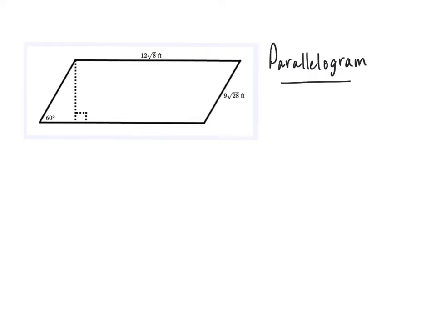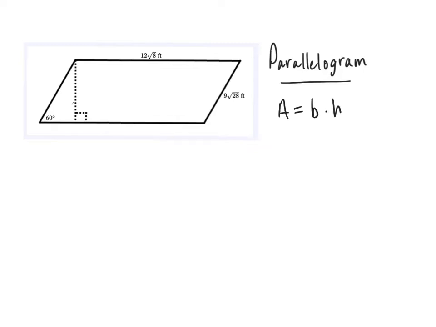A parallelogram is really just like a rectangle. If you were to cut this triangle piece right here off, it would fit perfectly right in the corner here. If you did that, then you would have a rectangle with the same base and the same height. So a parallelogram has the same formula as a rectangle.